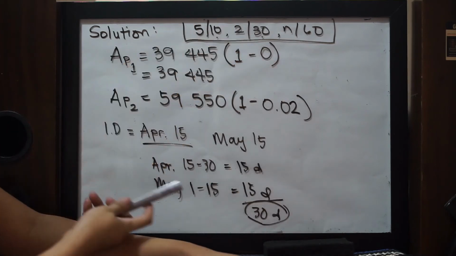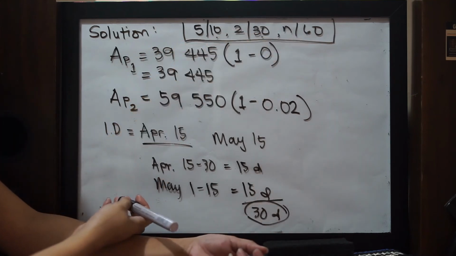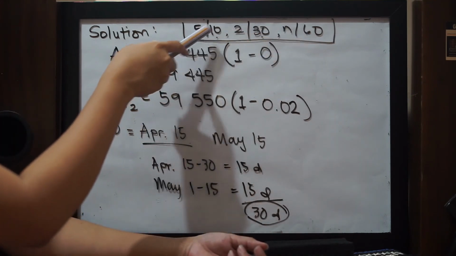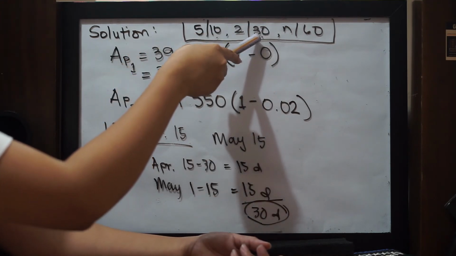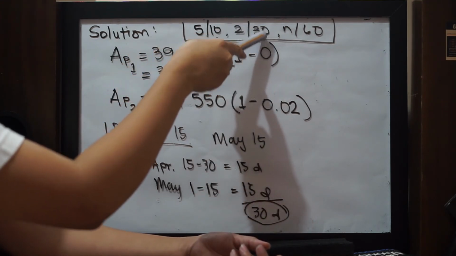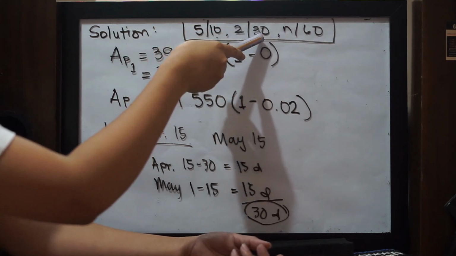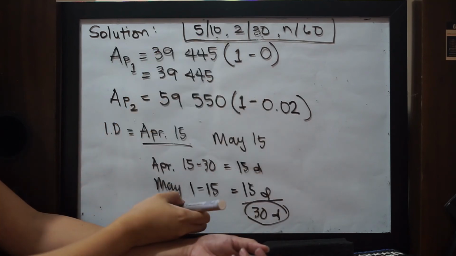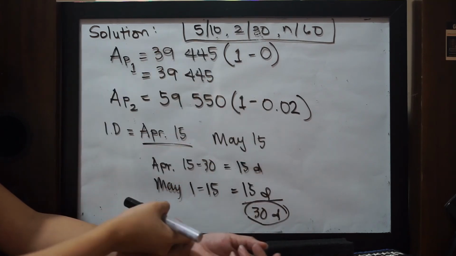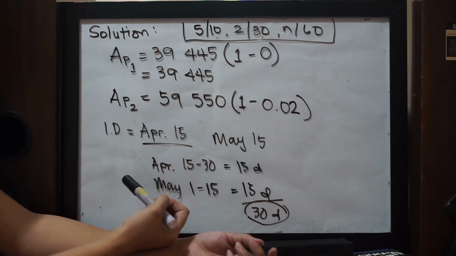Saan siya papasok sa mga given na terms? 5, 10, 230, or N60 ba? So, obviously, hindi papasok dito sa 5, 10 kasi within a 10-day period lang to. Dito siya ngayon, papasok sa term na 230 kasi this 2% will be given within the range of 30 days. That's why we have a 2% discount for the second invoice. Kaya, naging 0.02 yung discount rate.